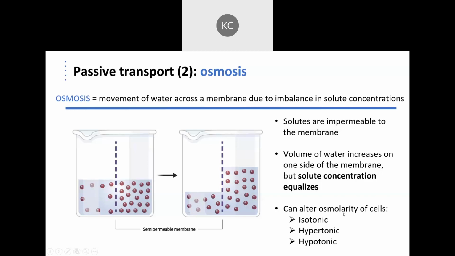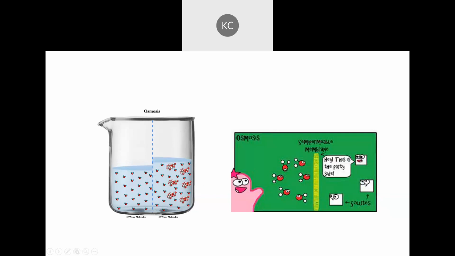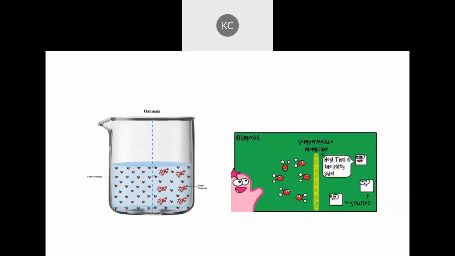Okay. Now, this water can move depending on the osmolarity of cells. So we'll talk about something called isotonic, hypertonic, and hypotonic solutions, and this will influence the movement of water with respect to the cell. Okay, so here you can see, depending on which side is more concentrated, we're going to have a movement of water from one side to the other. So in this illustration, we're moving from the left side of the beaker over to the right, and you see it equalize concentration. Okay. All right.